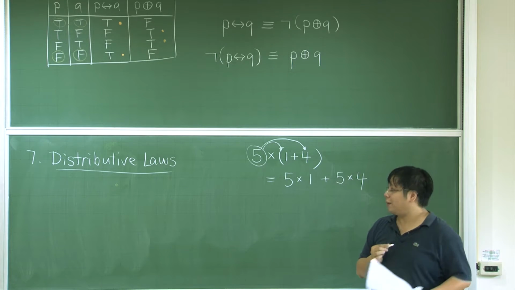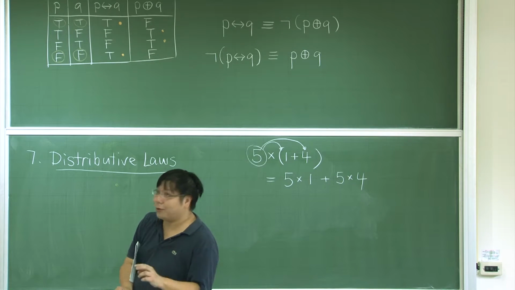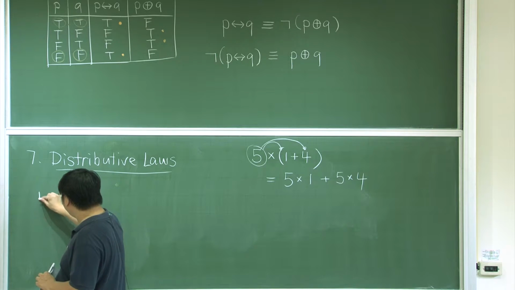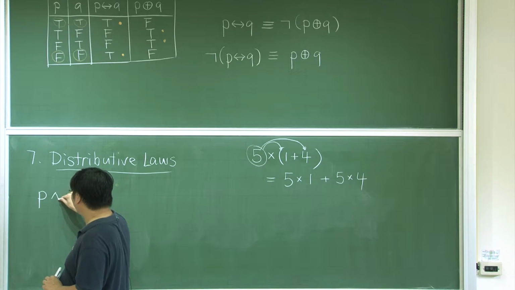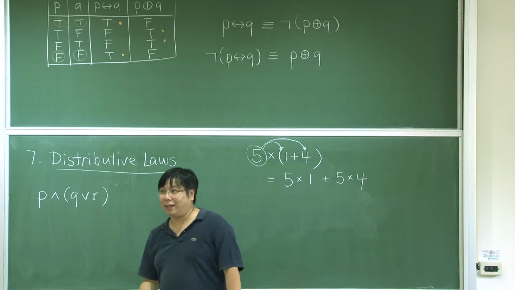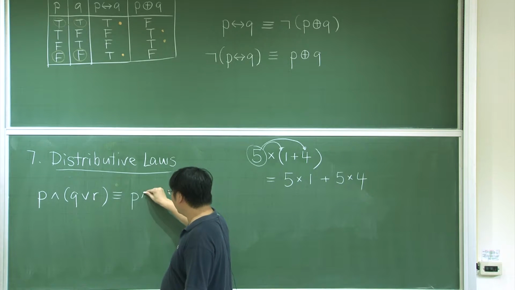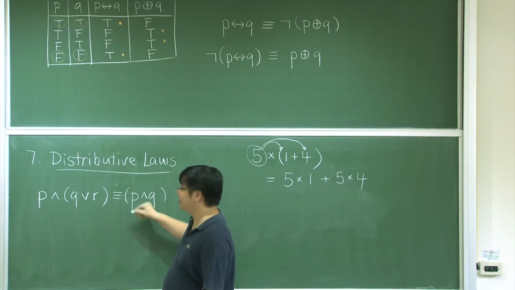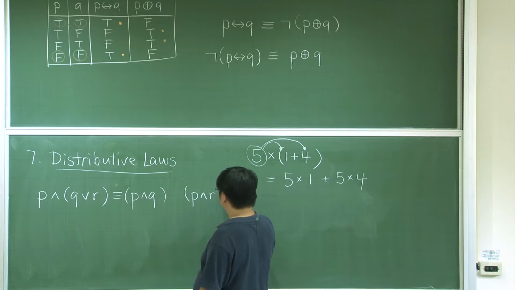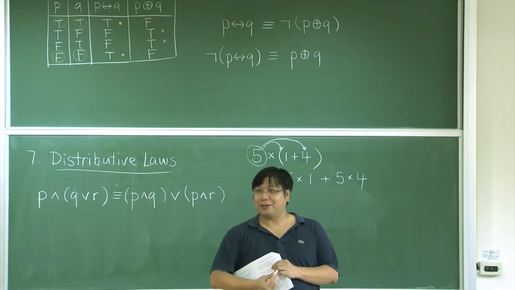Okay? Now, it's very nice. We have seen that AND, OR is like add and multiply. So it actually works. So if I have something like P and Q or R, this will be equivalent to, you do P and Q, you get a value. You do P and R, you get a value, and then you OR together. Okay, interesting, right?